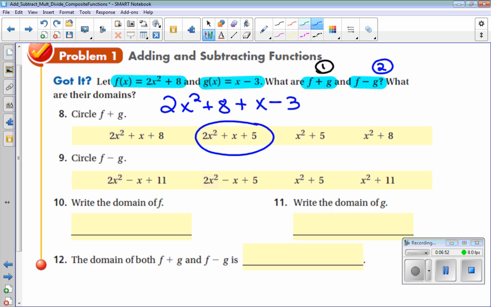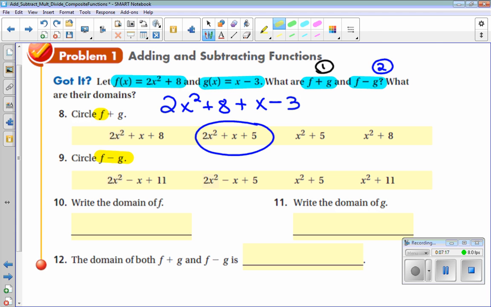Because that is what f of x is. I'm given that information. I took 2x squared and x minus 3 and I just combined like terms. I added the functions together. That's all f plus g means. Add them together. Okay? Now I'm going to look at f minus g.